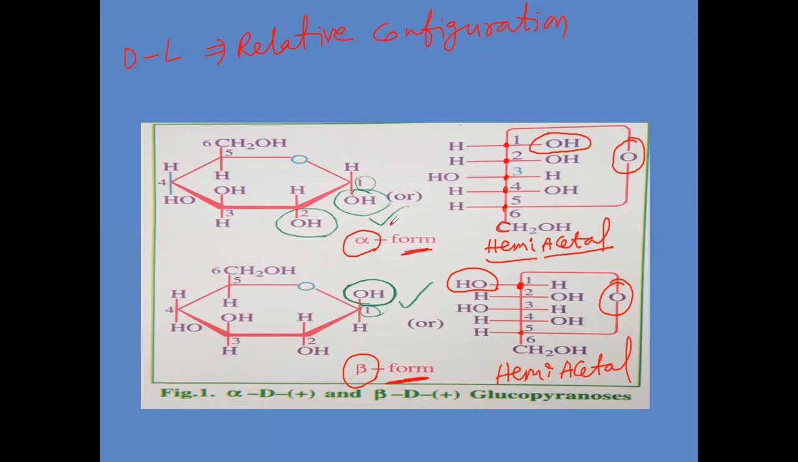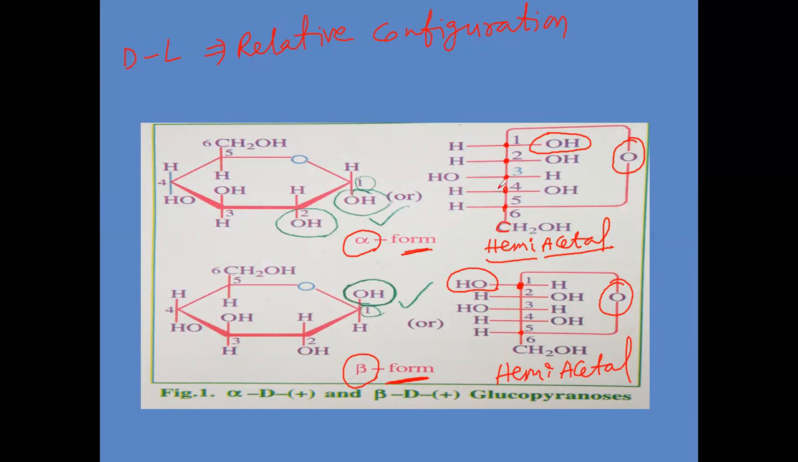And this alpha glucose will have a higher melting point. Remember: how to distinguish between these two forms? The alpha form has a higher melting point and the beta form has a lower melting point. A greater melting point means more symmetrical. So the alpha form is more symmetrical, that's why it has the higher melting point. Keep that point in mind.